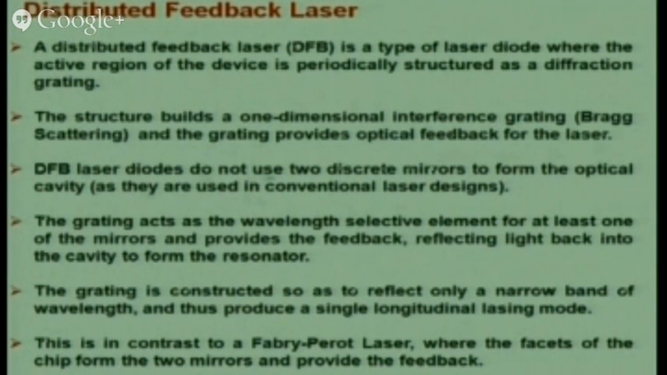So DFB laser diodes do not use two discrete mirrors. The mirrors are not required. Now the grating structure itself overpowers that. The grating acts as the wavelength selective element for at least one of the mirrors and provides the feedback, reflecting light back into the cavity to form the resonance. The grating is constructed so as to reflect only a narrow band of wavelengths and thus produce a single longitudinal wavelength.